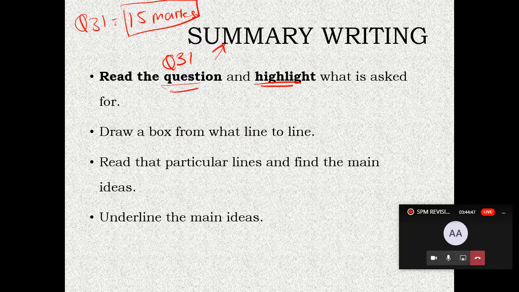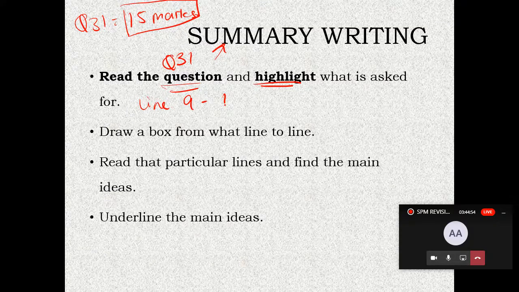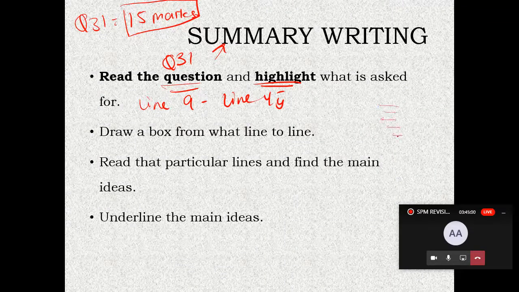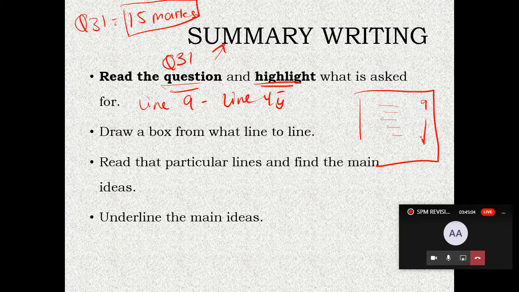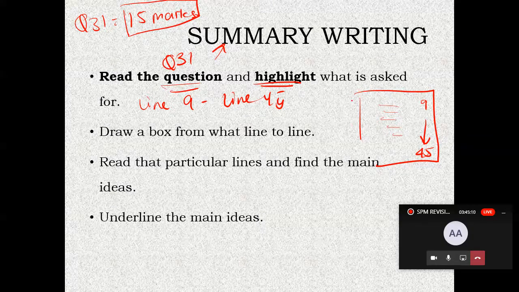Then they will tell you to read from, let's say, line 9 to line 45. So what you do is, this is the reading passage, you draw a box from line 9 right up to 45. Why do I say you draw a box? It's so that you don't lose focus. You don't start from line 9 and then read at line 8 or line 7.